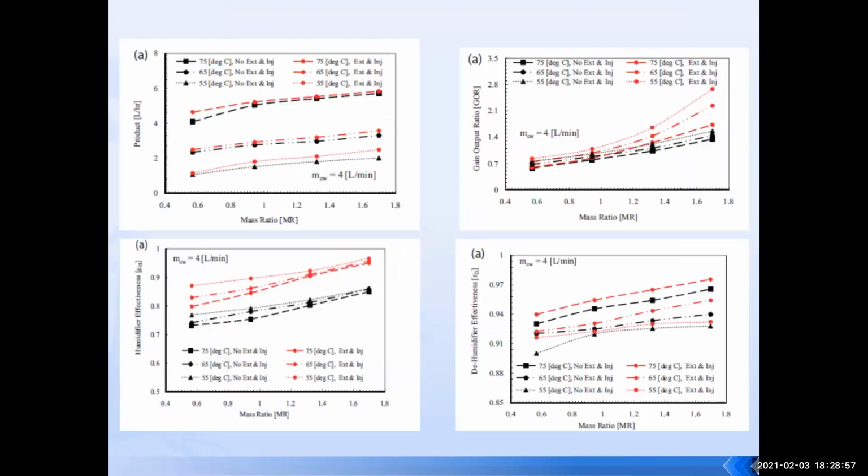These are some of the results that we have got from this unit. And again, it's talking about the effect of, these are temperatures. But if we have extraction and injection, the red lines are showing the balancing condition versus the non-balanced condition. And definitely balancing has increased the gain output ratio for such a system.